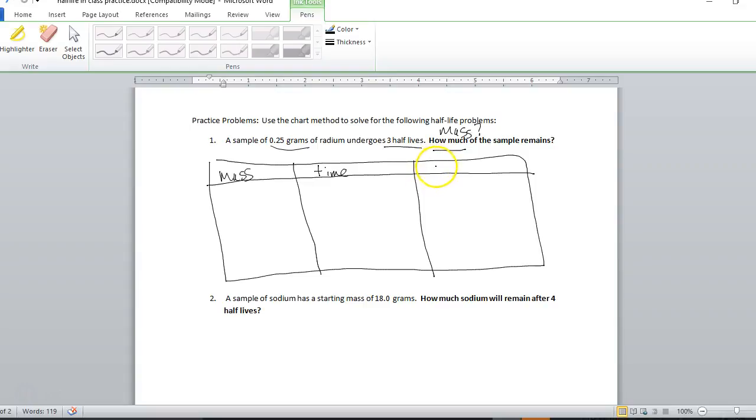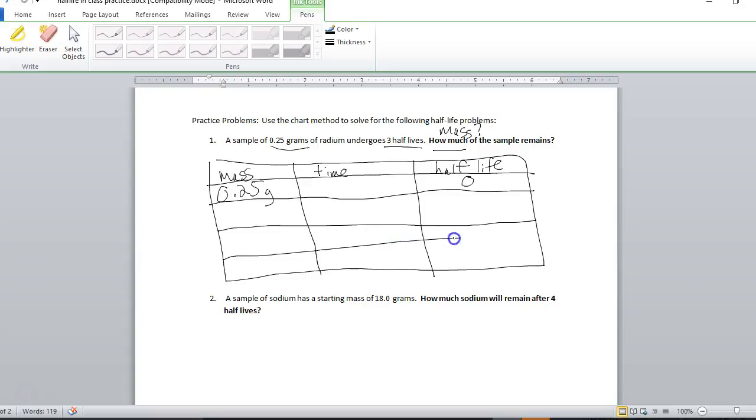And we need to know the half-life. Okay, so this problem didn't give us years or anything like that, so we're not going to have to worry about the time for this one. We started with 0.25 grams. This would be at half-life 0. Okay, so it wants to know how much is going to remain after 3 half-lives. So after 1 half-life, the mass is going to get divided by 2. So you would have 0.125 left. So after 1 half-life, you would have 0.125 grams of your sample.